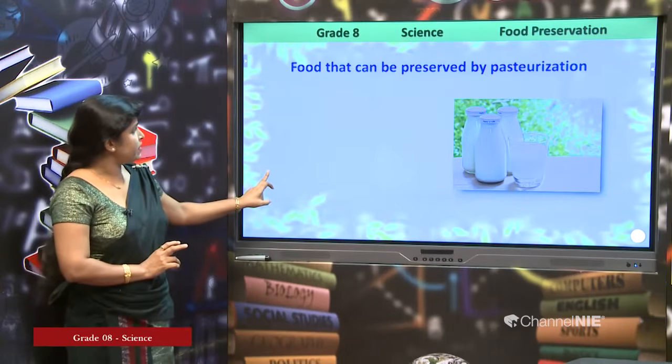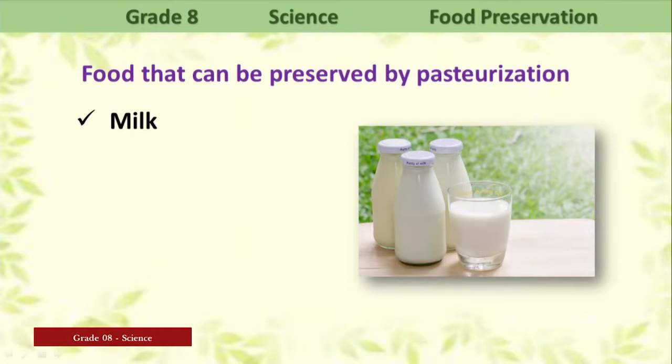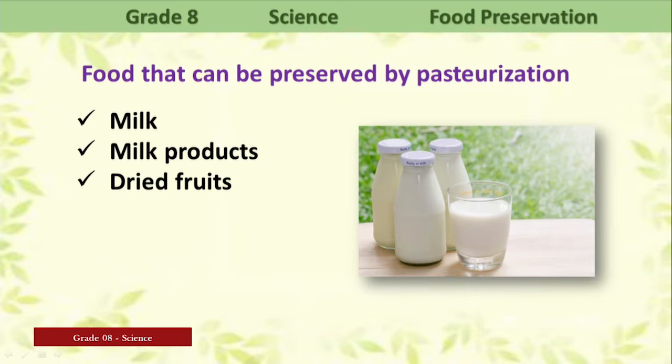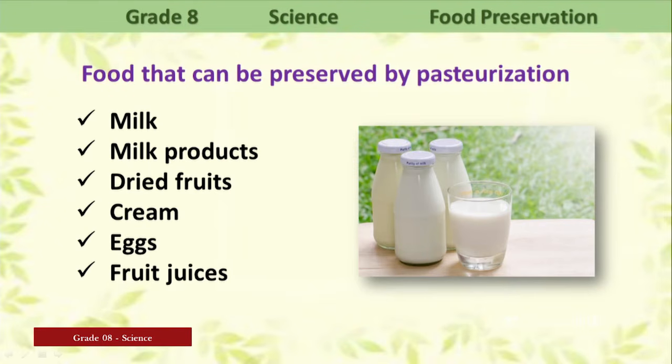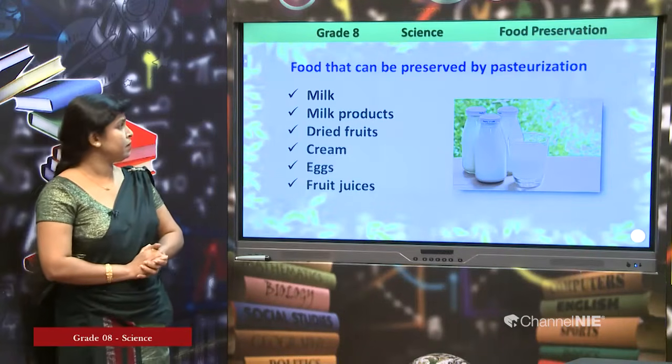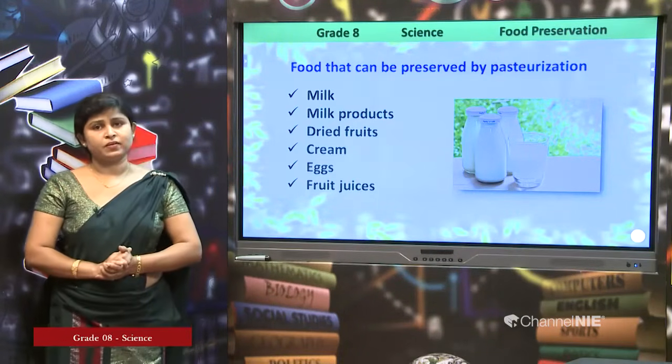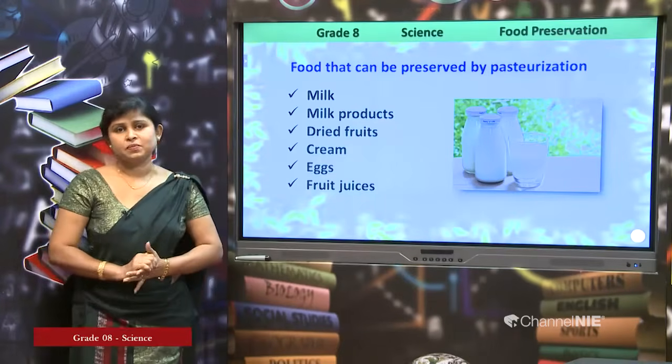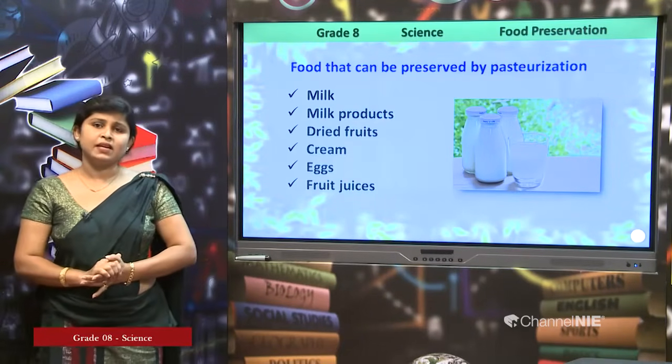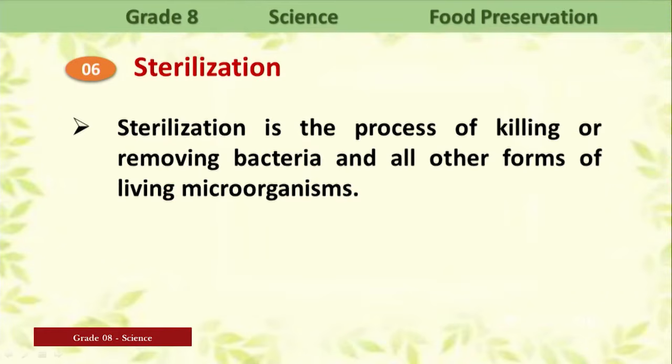Here I have given you several types of food that can be preserved by pasteurization: milk, then milk products, dried fruits, cream, eggs, fruit juices. Now, these are the food items that can be preserved by pasteurization. Now, there is a difference between pasteurization and sterilization, right? Okay, let us see what sterilization is.